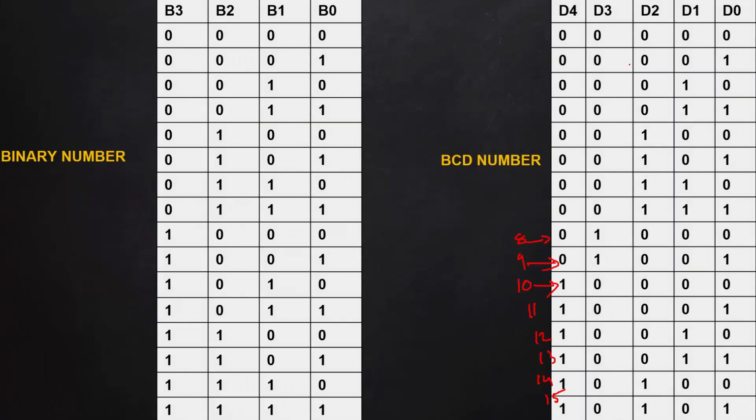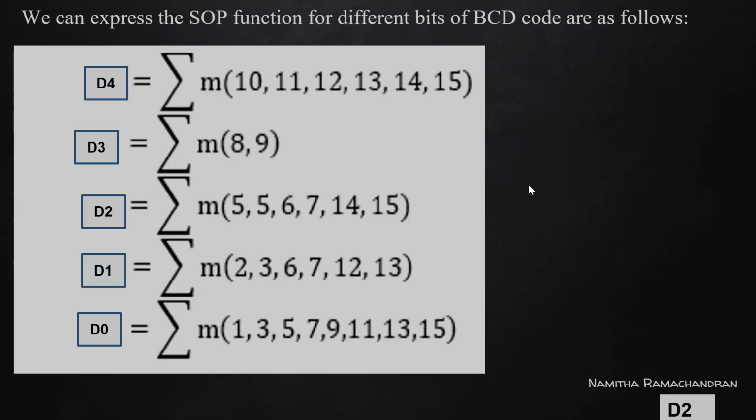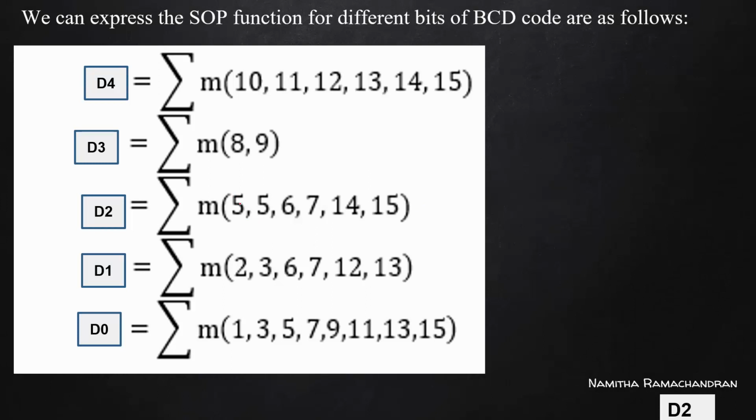And D2, consider this table, this particular column. D2, here it is 1, here it is 1, and these two cells contain 1 again here also. Okay, and this is actually min term 4, this is min term 5, this is min term 6, 7, and again 14 and 15. So the min terms or the SOP form corresponding to D2 is 4, 5, 6, 7, 14 and 15.